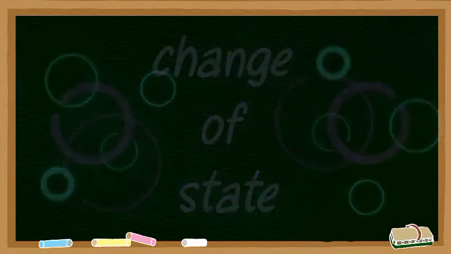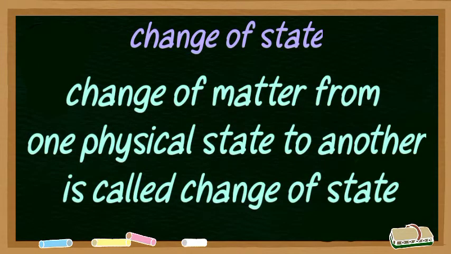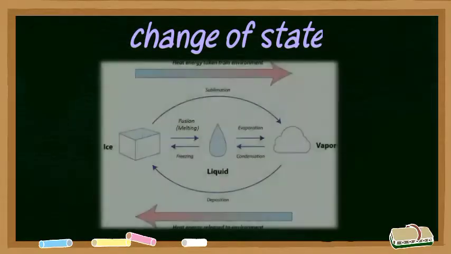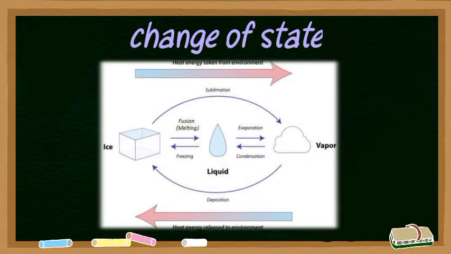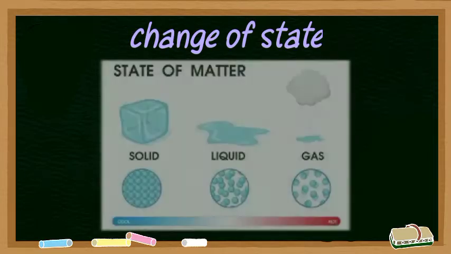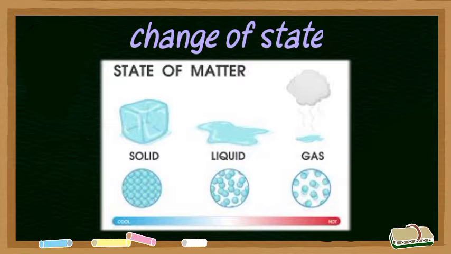Change of state. The change of matter from one physical state to another is called the change of state. The state of matter can be changed by heating or cooling. During the change of state, an exchange of heat takes place between the matter and its surroundings. For example, water exists in all three states: solid, which is ice; liquid, which is water; and gas, which is water vapor.